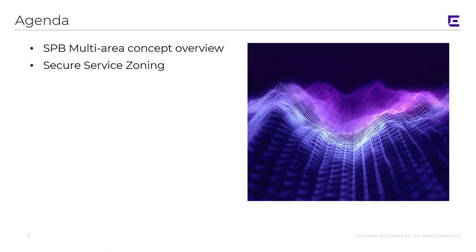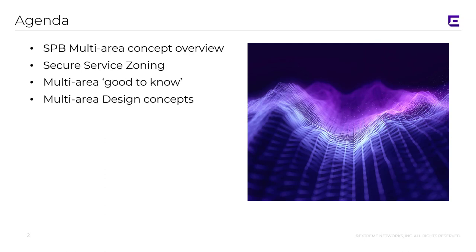And the best part is you don't need to have a large network in order to do that. You could have as few as 50 nodes and still utilize ISIS multi-area and benefit from the concepts of secure service zoning. So it's worth spending a little bit of time to go over. We're going to then move into some good to know facts before we move into design concepts. Once we have that under our belt and we have a good foundation, we'll start to move towards migration concepts and scenarios. And then we'll wrap up with fabric edge and multi-area and how the two work together to provide the best of both worlds.